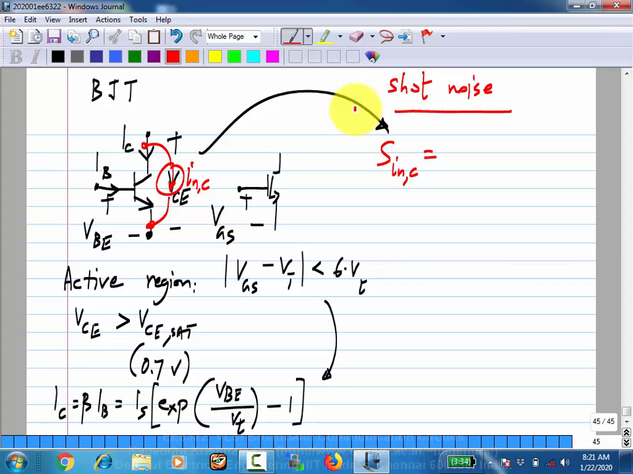So you have some average current and you have some fluctuations around it, and this is 2Q times IC, where IC is the collector current flowing from collector to emitter, and Q is the electron charge.